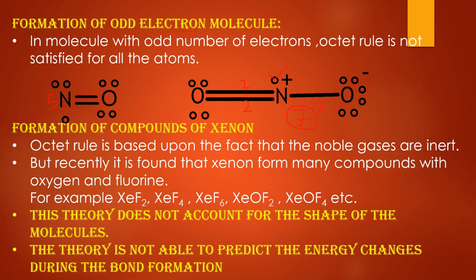Now according to the octet rule, elements tend to complete their octet, but we know that all the inert gases already have their complete octet. So they have no tendency to form bonds, but xenon forms bonds with fluorine and oxygen, and so many compounds of xenon with fluorine and oxygen are known. For example, XeF2, XeF4, XeF6, XeOF2, XeOF4. So again the octet rule is violated here.